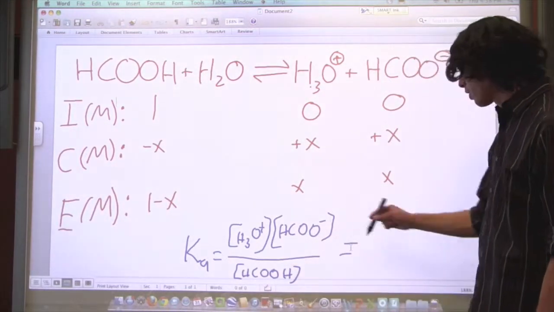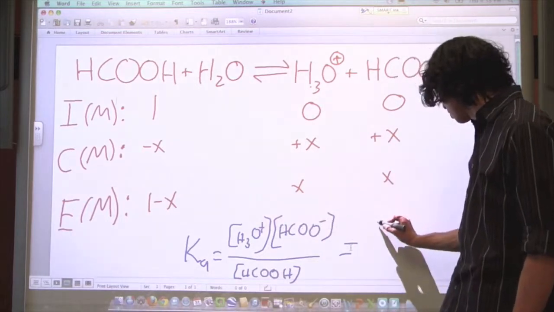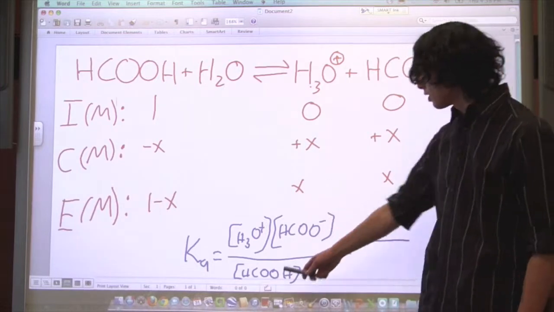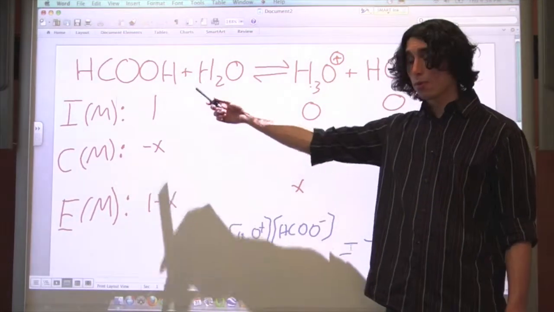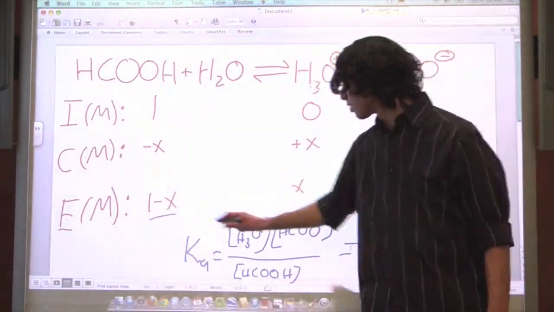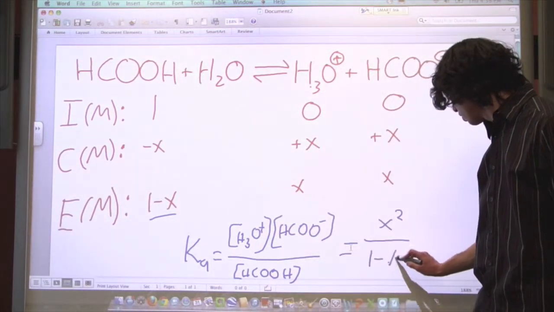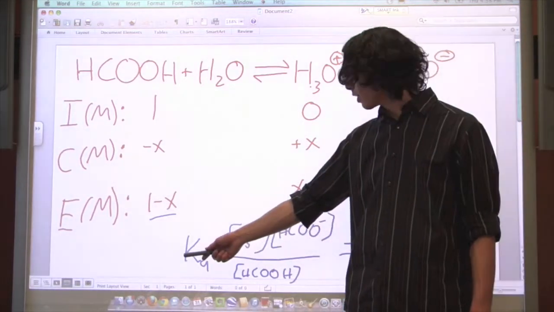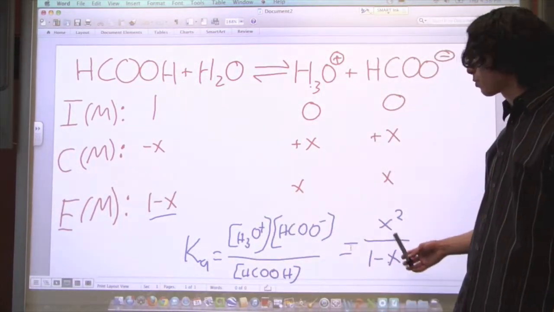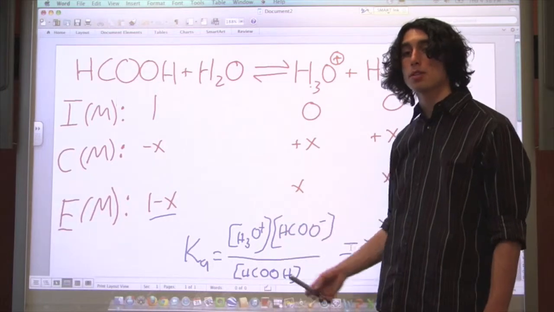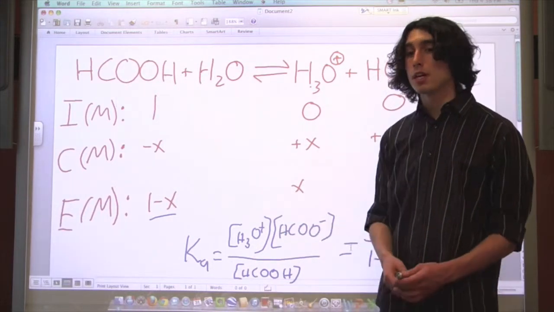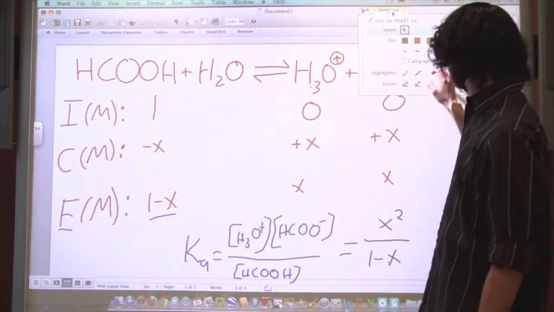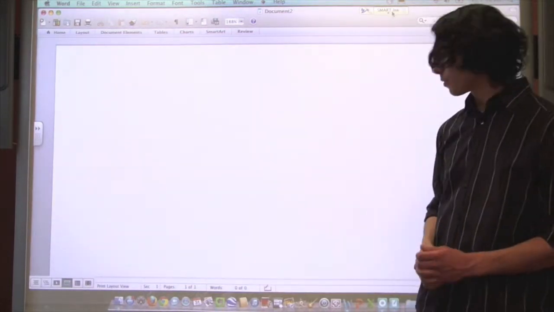And so now we can say that if this is x, and this is x, we get x squared, and if the concentration of formic acid is 1 minus x, now we have one unknown if we know Ka, and then we can solve for x, which is the concentration of hydronium ions, which is what we're going to use to solve for the pH. So do we know Ka? No, not quite. We know pKa though, which is pretty close.